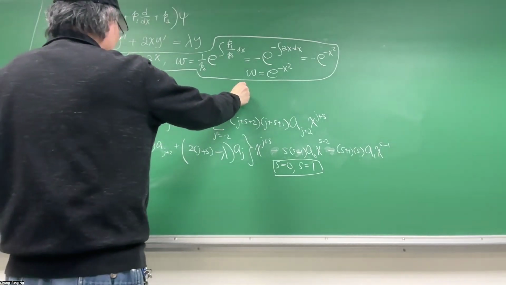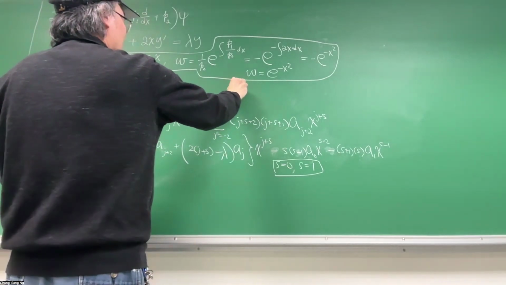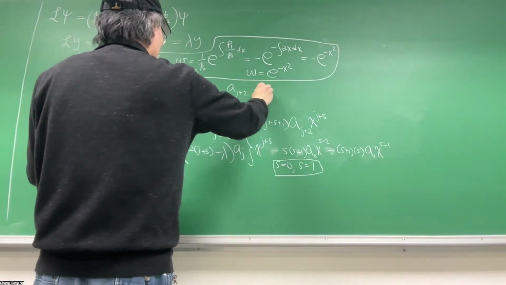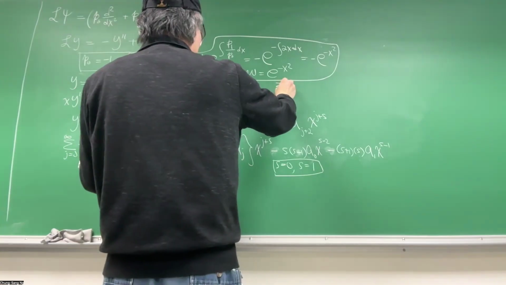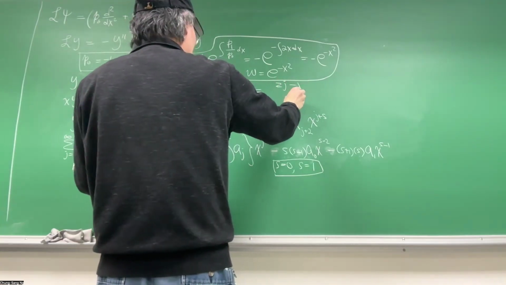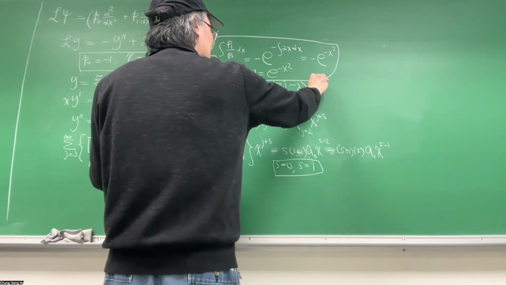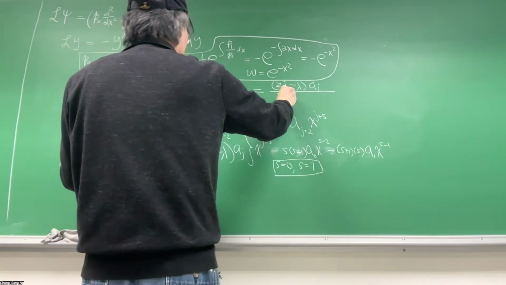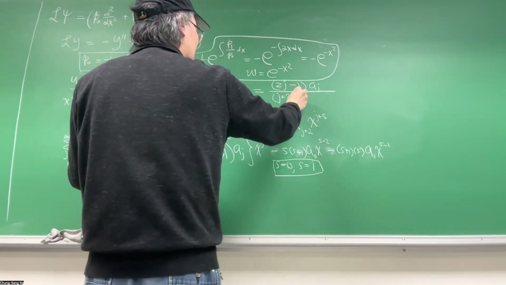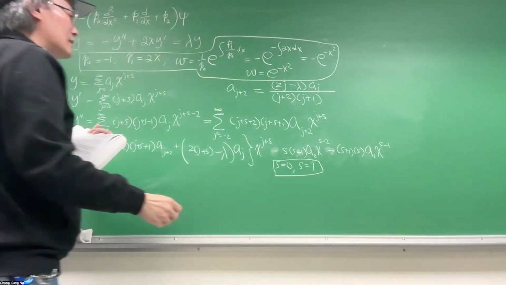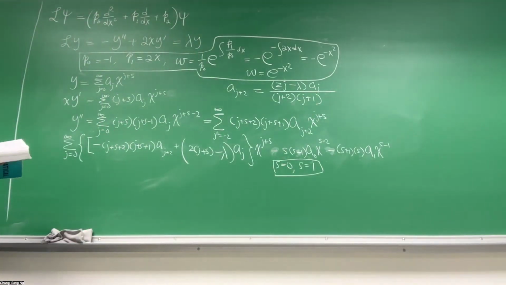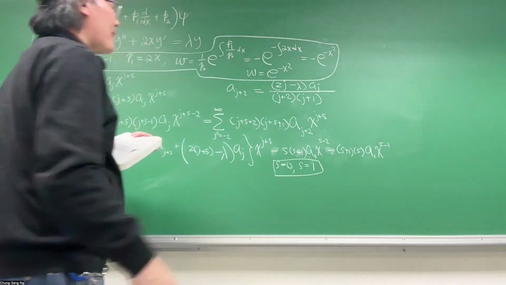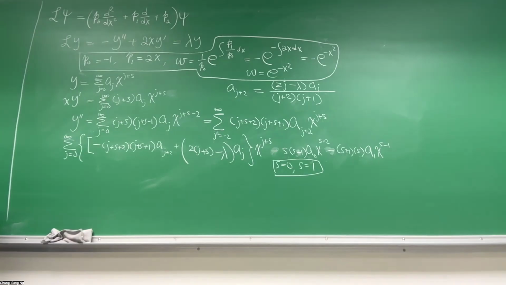Set S equals 0. So this recurrence relation will be A sub j plus 2 equals 2j, with s equal to 0, minus lambda, times A sub j, divided by this factor, j plus 2 times j plus 1. That would be the recurrence formula, and that is equation 8.29. All right, so that is basically a series solution.